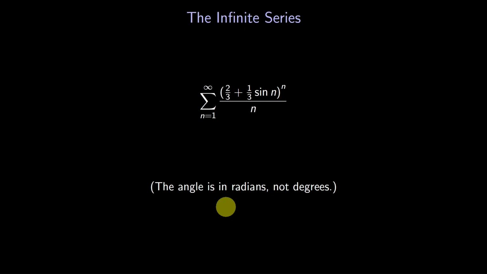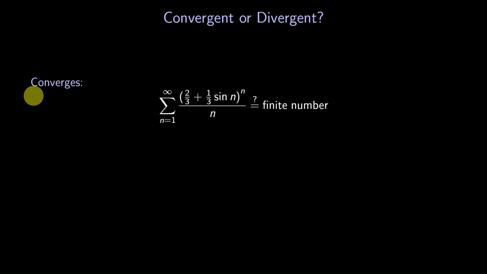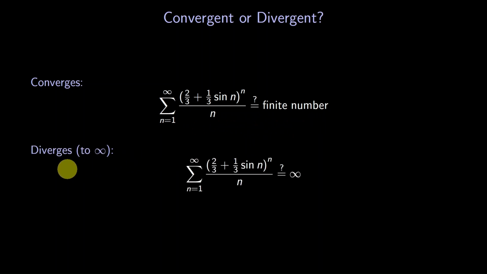We're trying to determine whether the infinite series converges or diverges. Converges means that the partial sums head to a finite limit. Diverges just means doesn't converge. In this case, diverges means that the partial sums head to infinity. Before going further, take a guess. Do you think that the series converges or diverges? Let's find out if you're right.